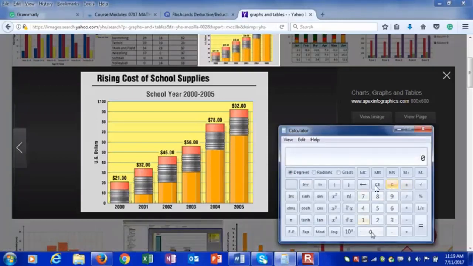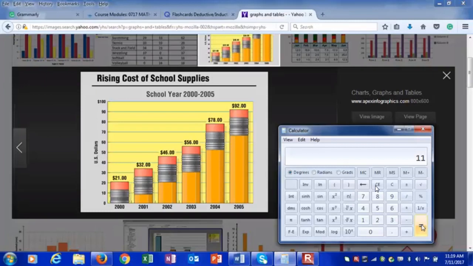The way to find that out is you just put in 32, you subtract 21 from it. Because it's increasing, you always put the larger amount first. Okay? So 32 minus 21, school supplies has increased $11 between 2000 and 2001. That's a lot of money. Okay, especially if you have more than one kid.